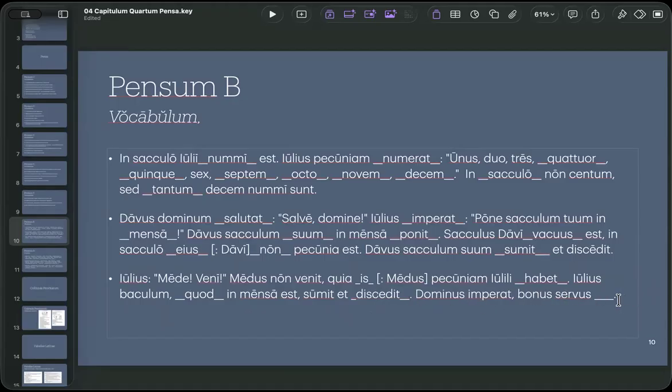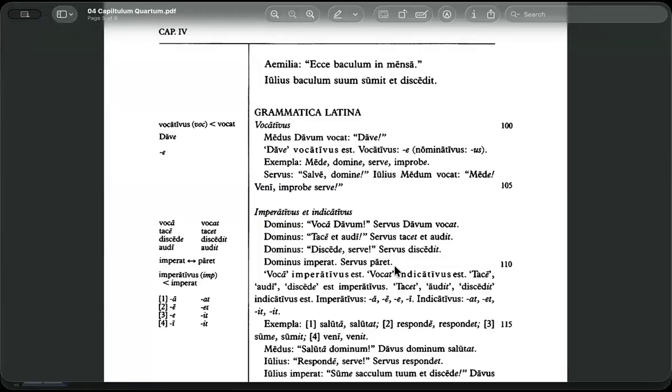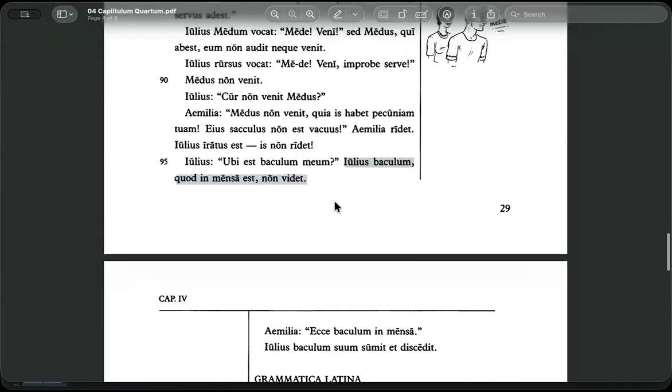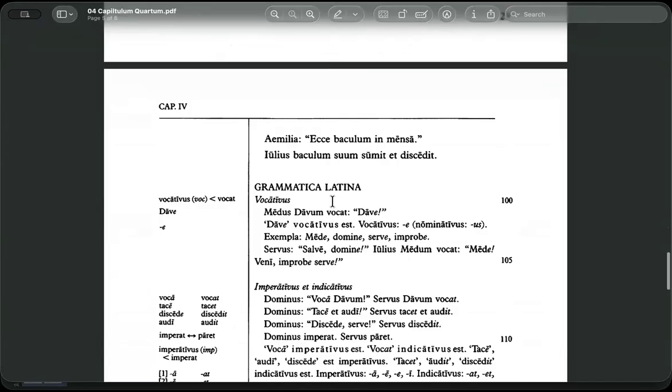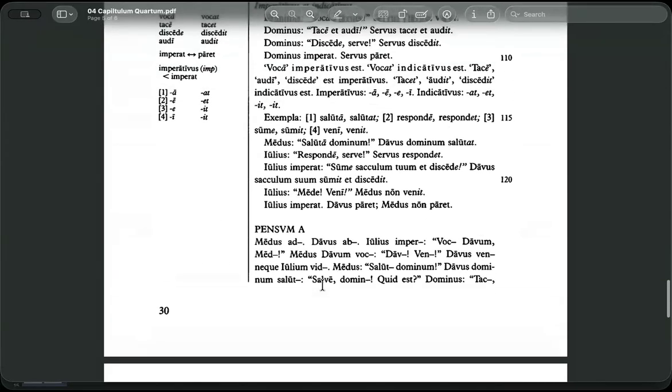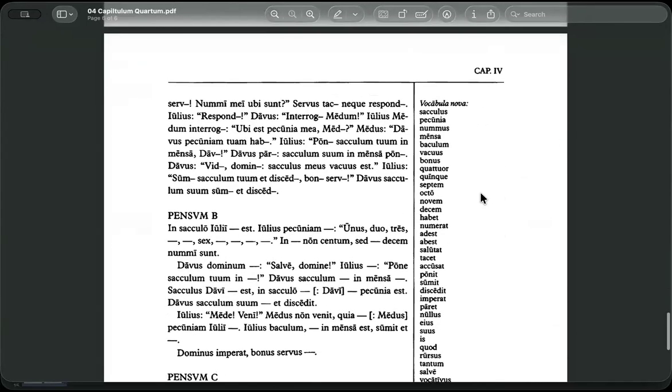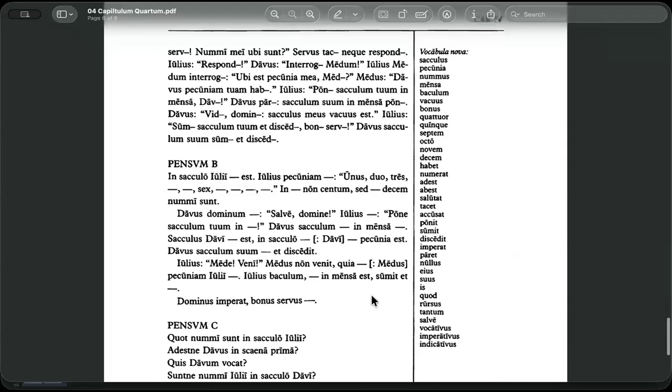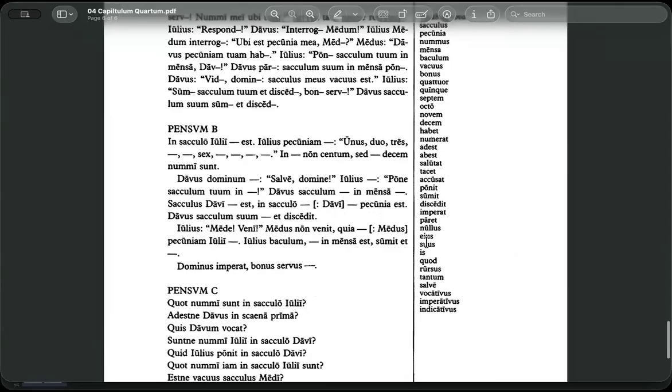Dominus imperat, bonus servus. Discedit. What's he telling him? I'm not sure what they're asking there either. Let's see here. Not clear to me what they're asking, let me make sure I copied that over. Sometimes when I copy this stuff, whoops, here we go. Where is it? On line 73.